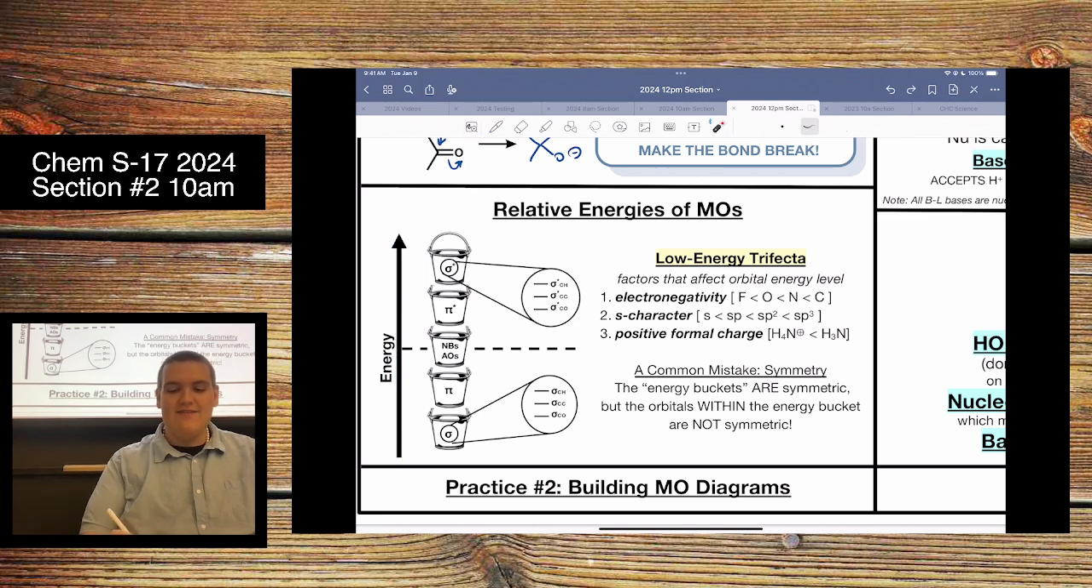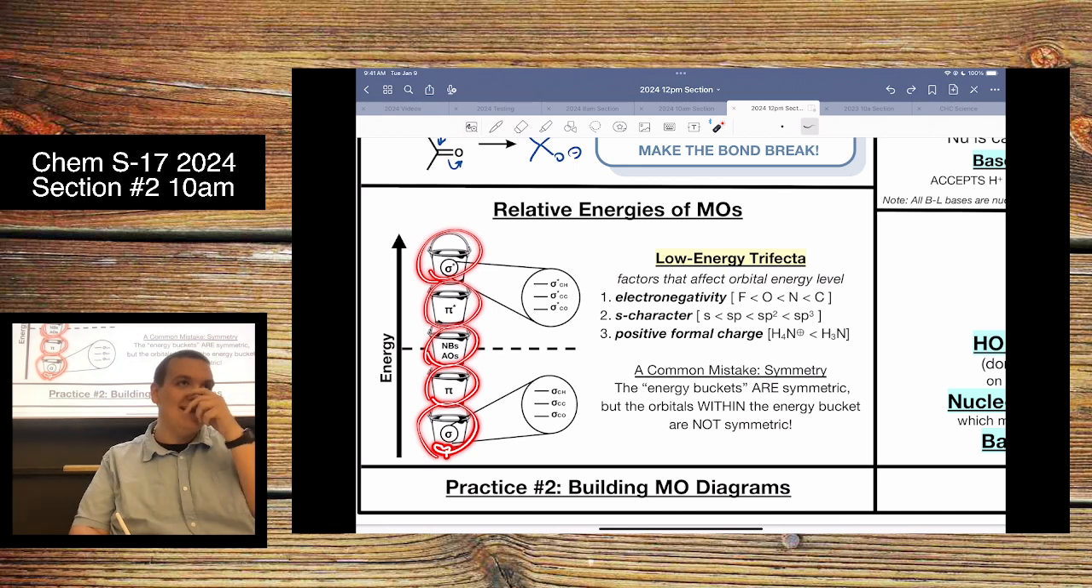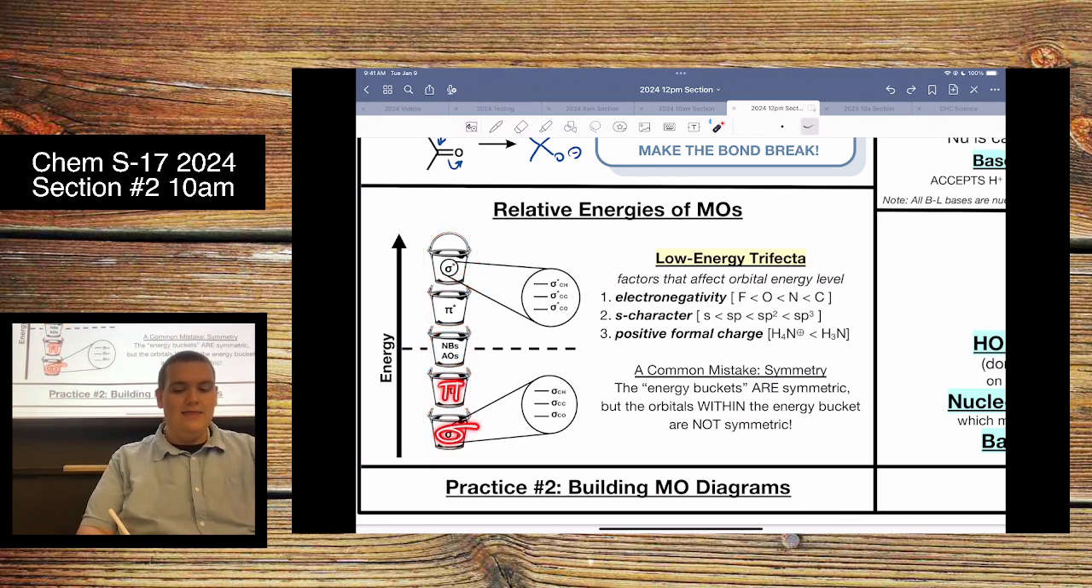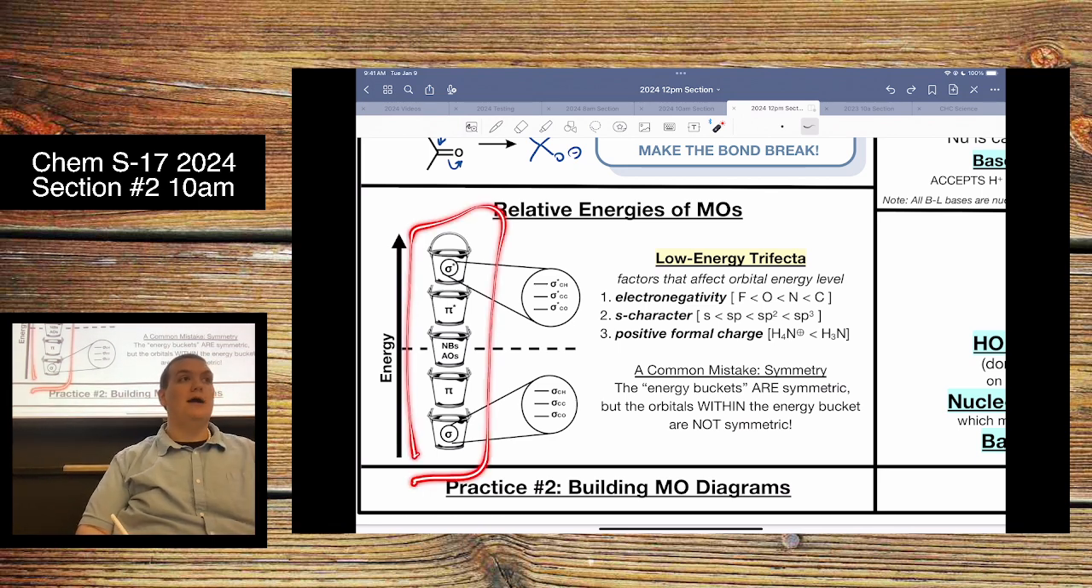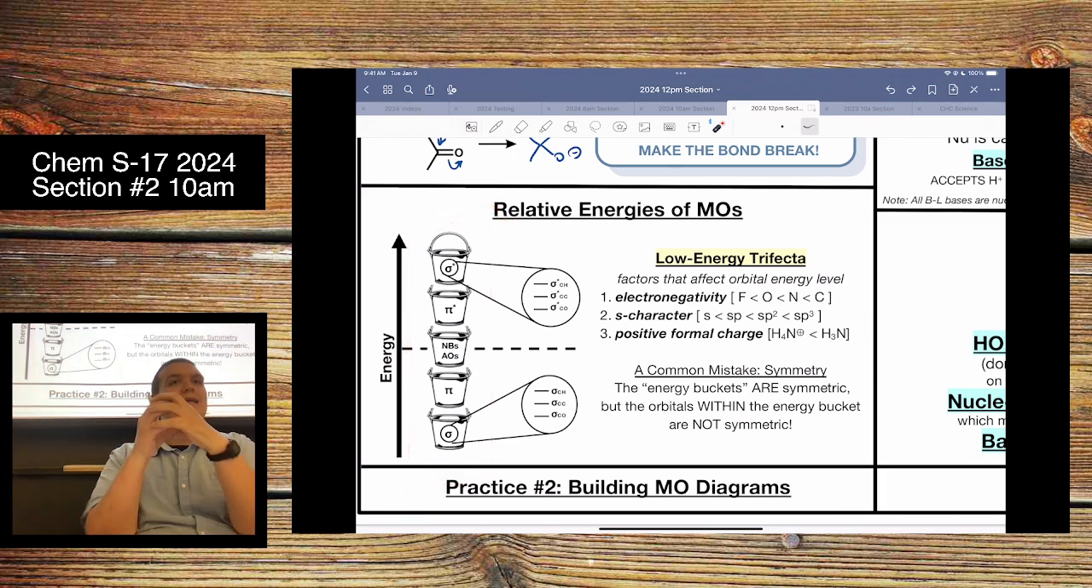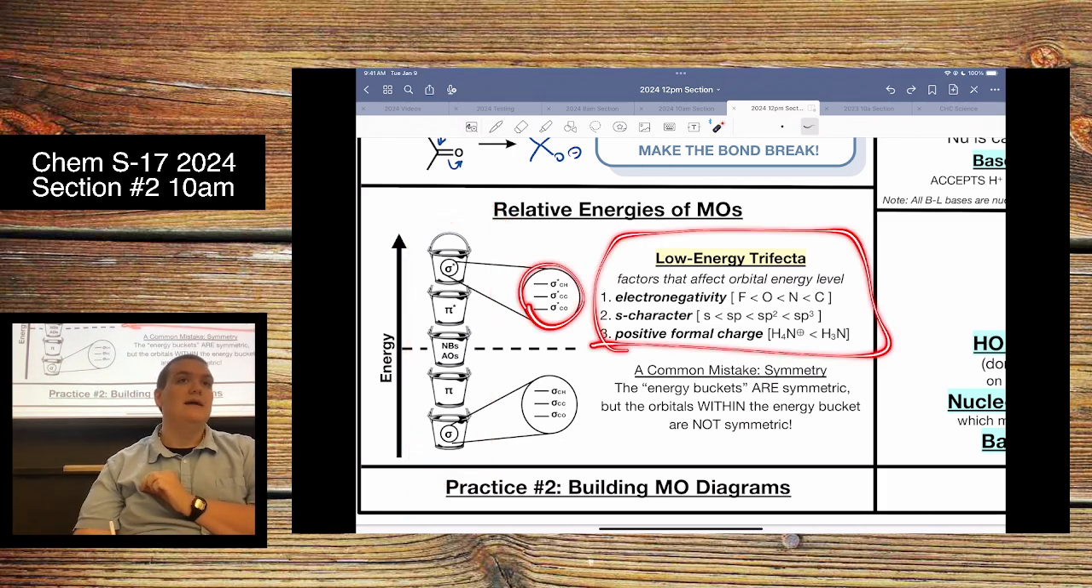Last thing, so relative energies. I like to think of it as we have kind of energy buckets that describe the general positions of these types of molecular orbitals, where lowest energy is sigma, then pi, then non-bonding or atomic orbitals, pi star, and sigma star. Those are the general camps, and this is just an order you need to memorize. Again, there's a lot of memorization early on with the basic order of things, and it's listed on the things to memorize on page 1. But within each of these buckets, that's when the low energy trifecta is going to determine things.